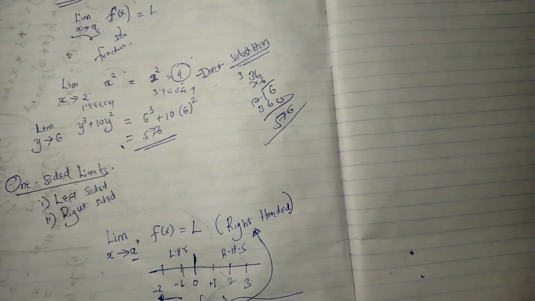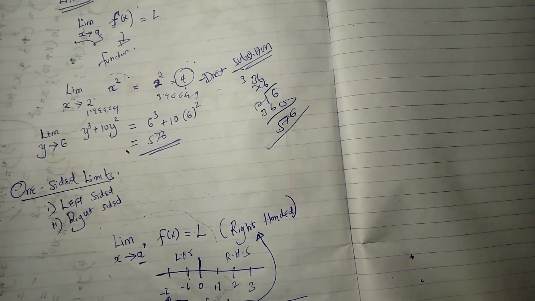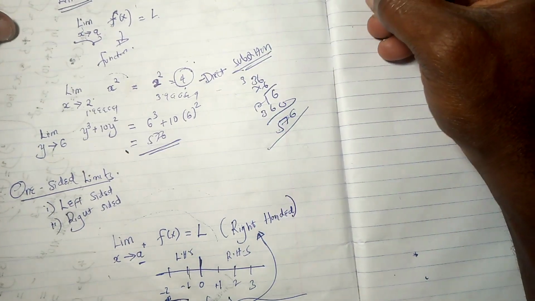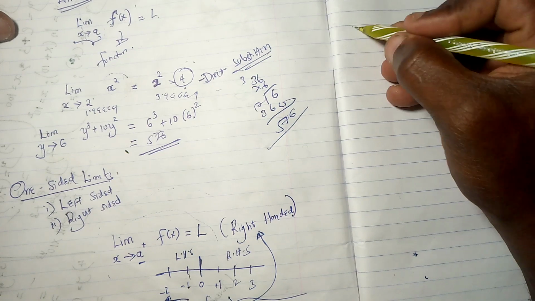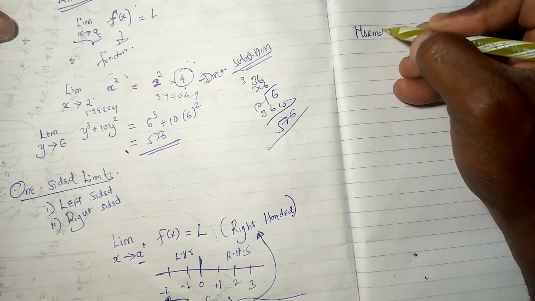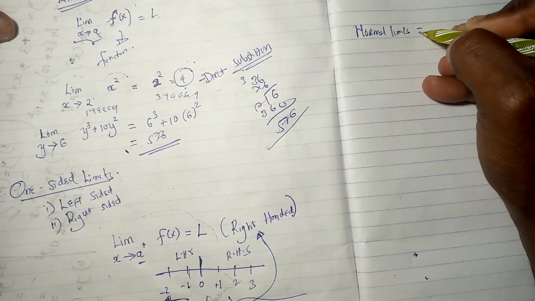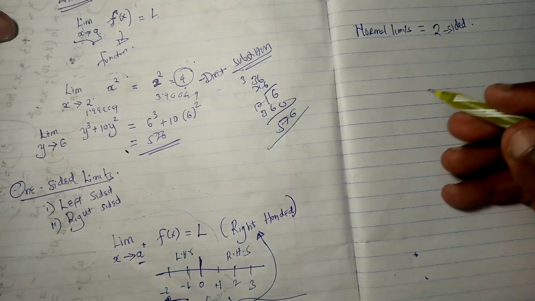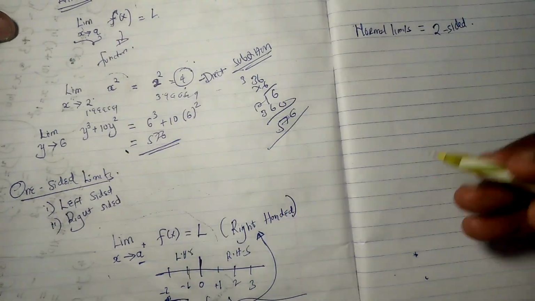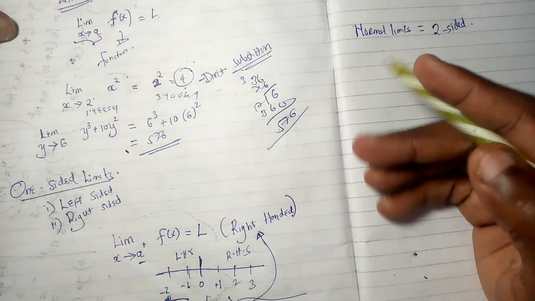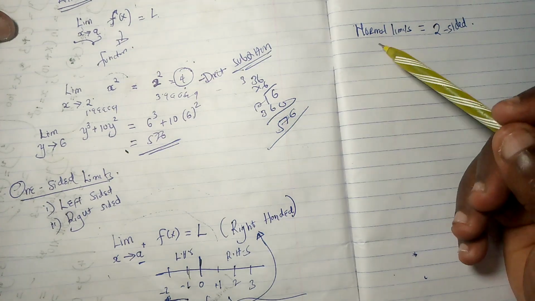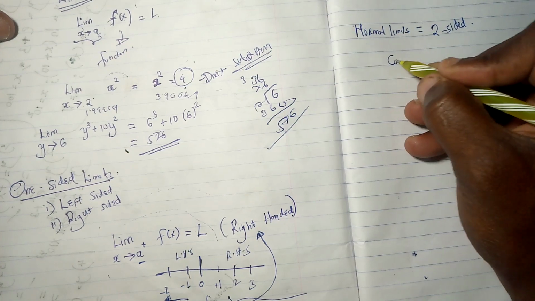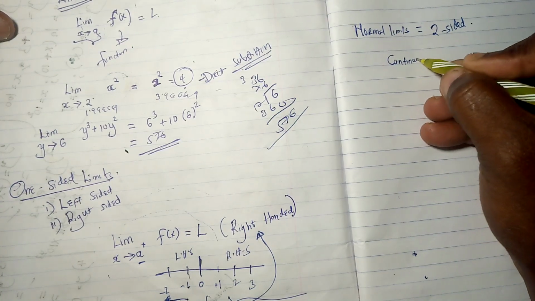So normal limits are usually two-sided limits, all right? I'll just write here that normal limits, these ones, are usually two-sided limits. But of course, you can have functions that take a different shape in such a way that you cannot have a left-sided limit. Then we proceed to another concept known as continuity.